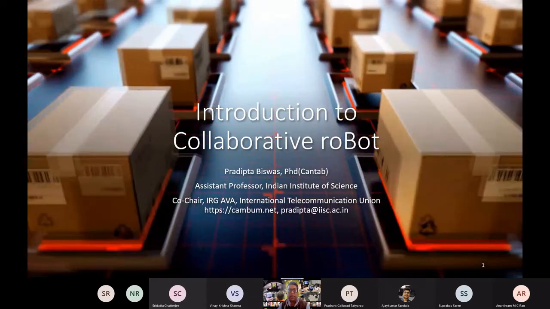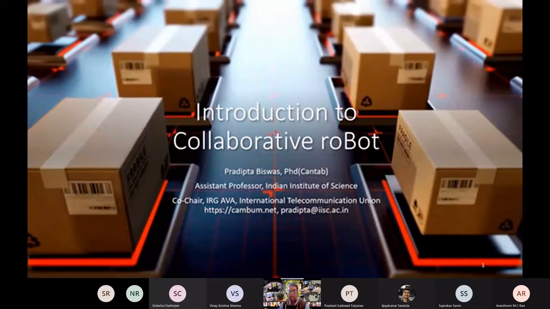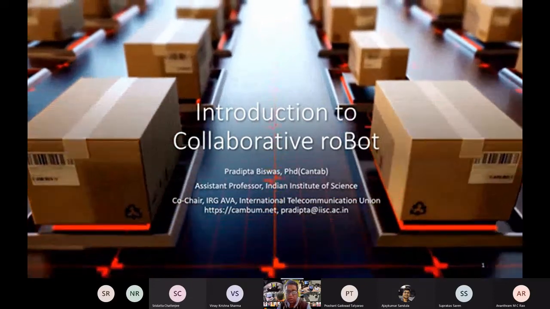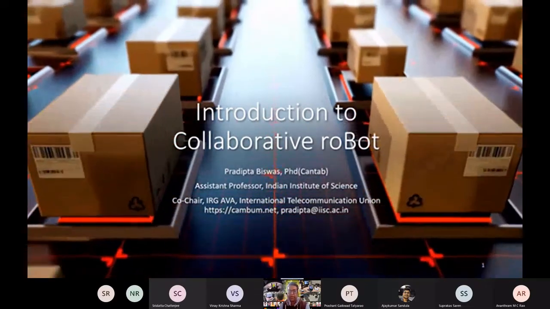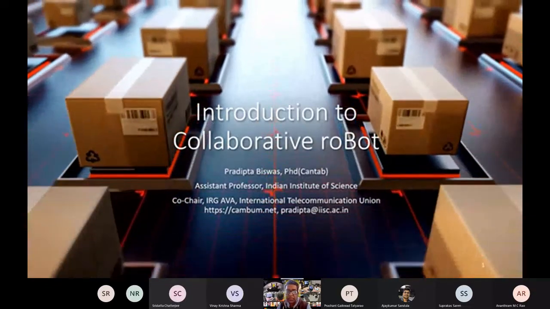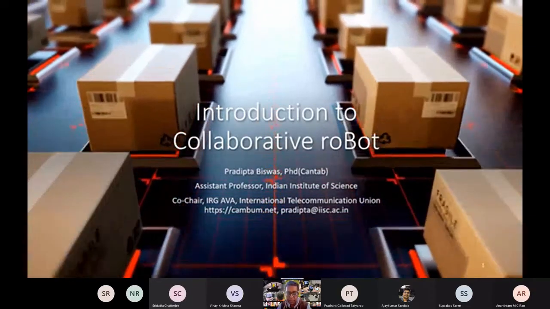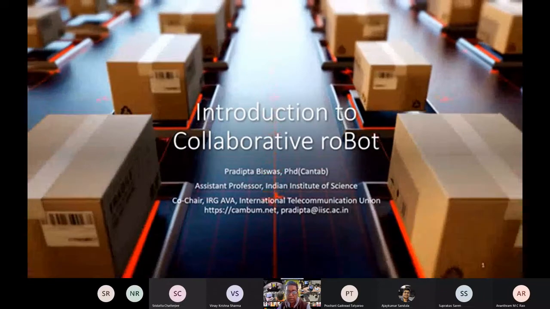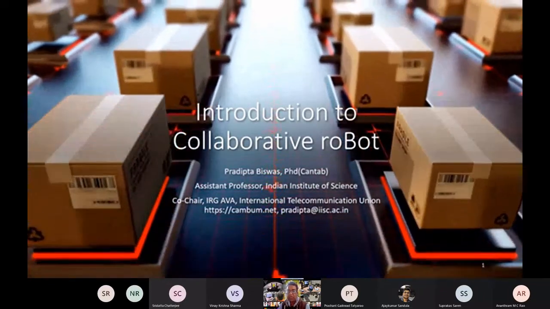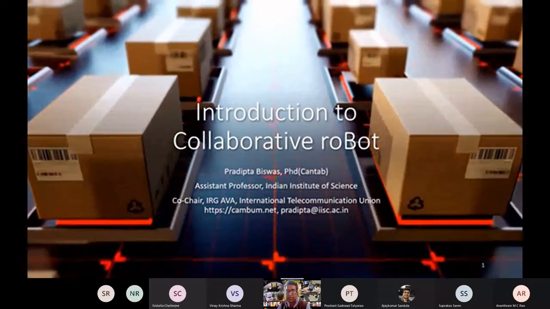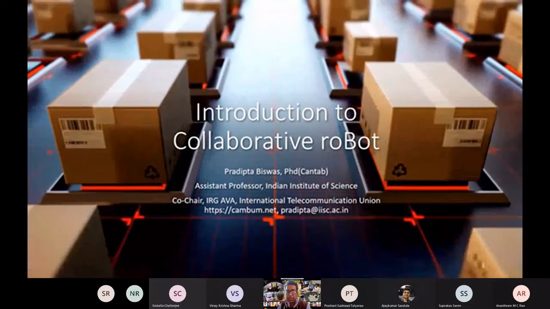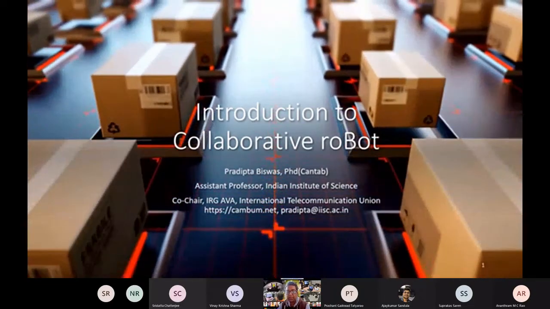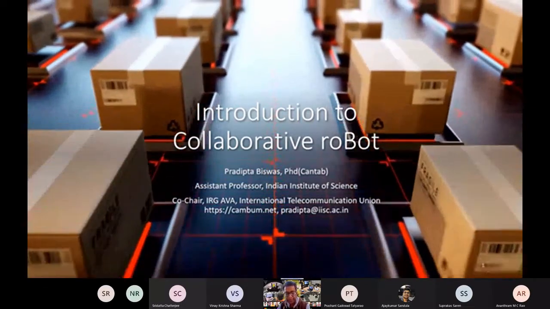We will discuss collaborative robots, popularly known as CoBots. Most of this lecture note is prepared based on an ISO standard on the same topic of CoBot. It will be followed by a few applications taken from a Universal Robots white paper and a couple of case studies from our own research.